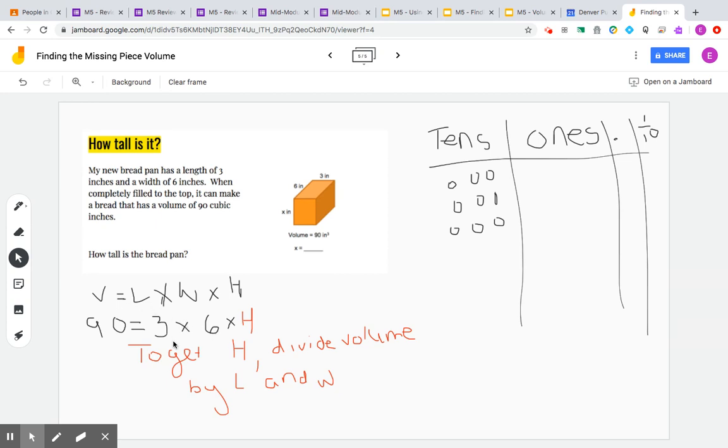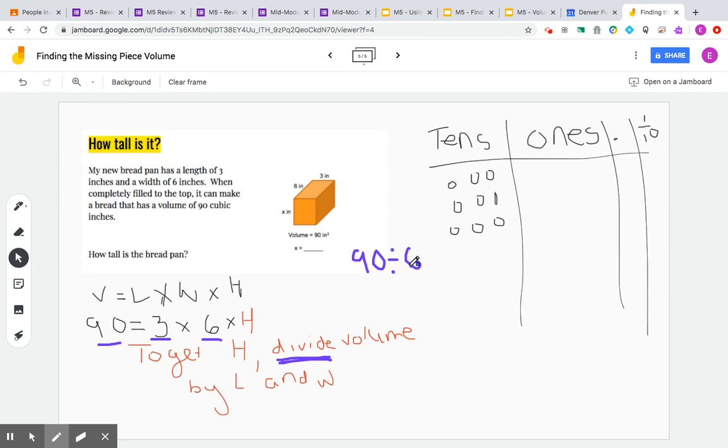In order to find the height, I have to divide. I'm finding an unknown, so I'm going to divide. I'm going to divide my volume by both my length and my width. So let's divide by width first, okay? I'm going to do 90, and I'm going to divide by 6.